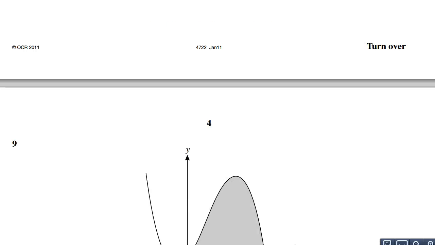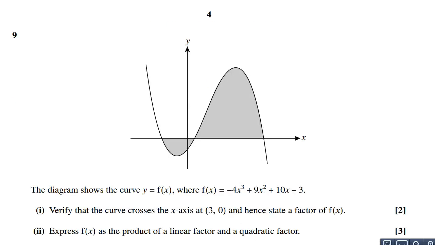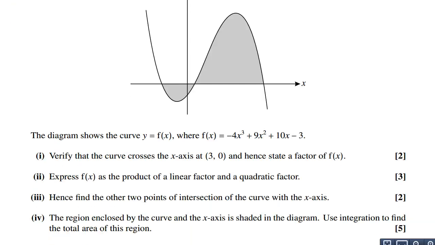So that's okay. Number 9. So look at this one then. Okay, verify the curve crosses the x-axis at 3 noughts. So that should be okay. Express, yeah, so linear and quadratic. Hence find the other 2 points of intersection. So that should be okay.